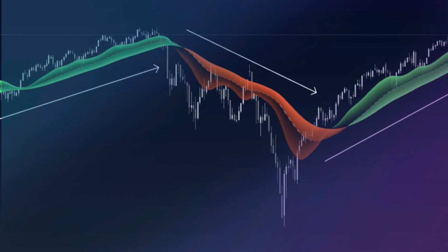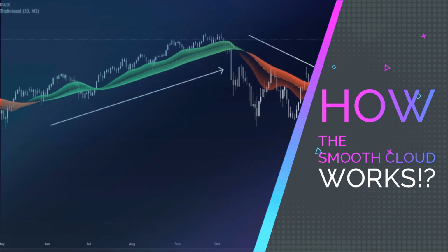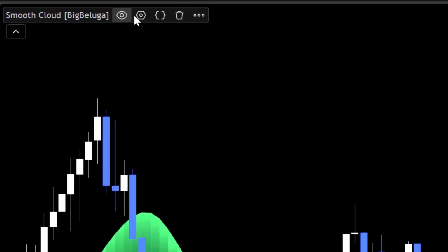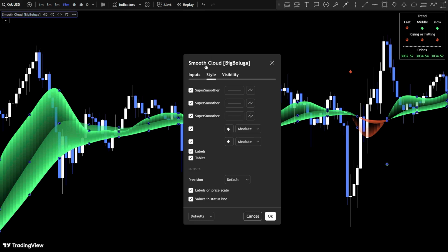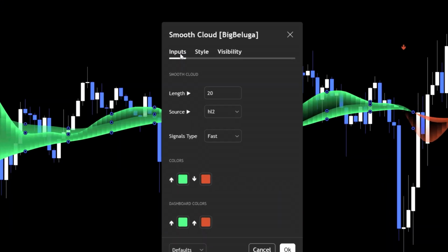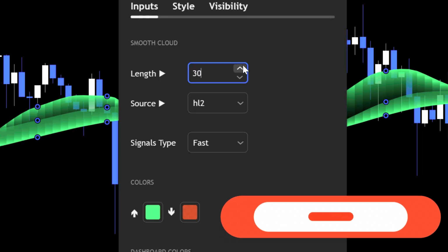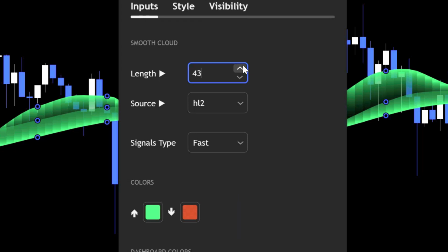Okay, let's really dig into how the smooth cloud indicator works step by step so you understand exactly what it's showing you. First, you pull up the indicator settings. You'll see the inputs tab. The length setting, when you change it to 45, that's controlling how much the indicator smooths out the price data. A lower number reacts faster to price changes, but shows more noise. A higher number like 45 reduces the noise, giving you a clearer view of the trend without lagging too much. It's about finding the balance.